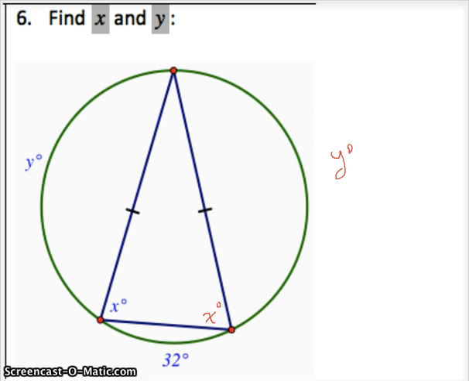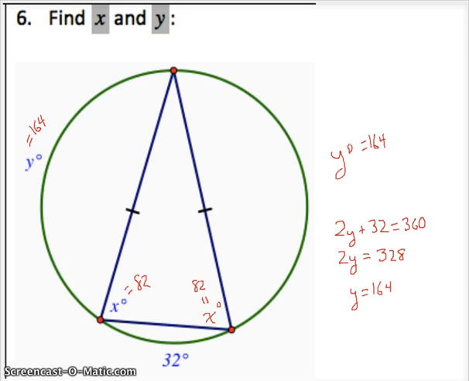Isosceles triangle, fill in the symmetry. The whole circle is 360, solve for y, and the angles of x intercept each one of those angles of y, so they are half. And there are also other ways to get that. I will see you in class.